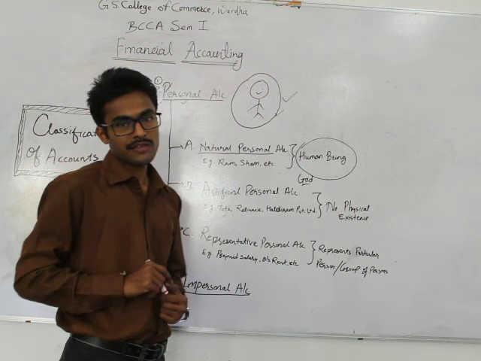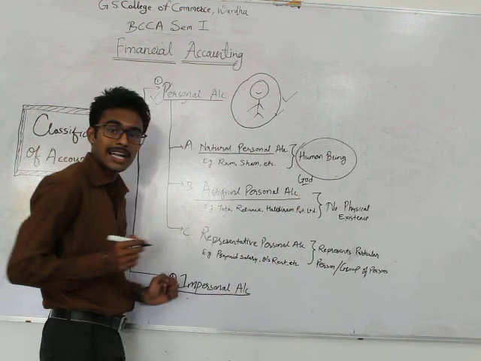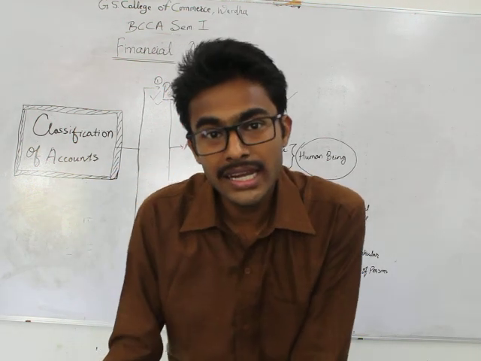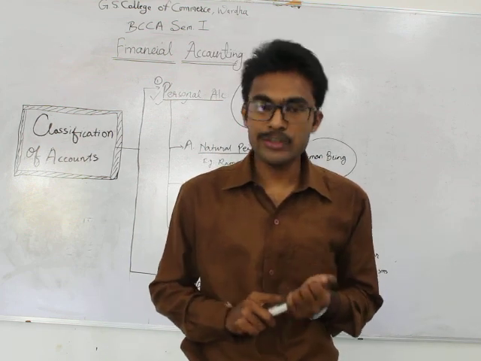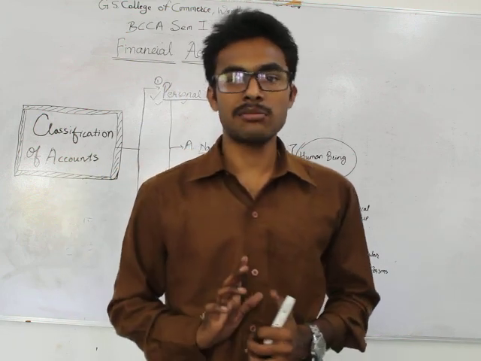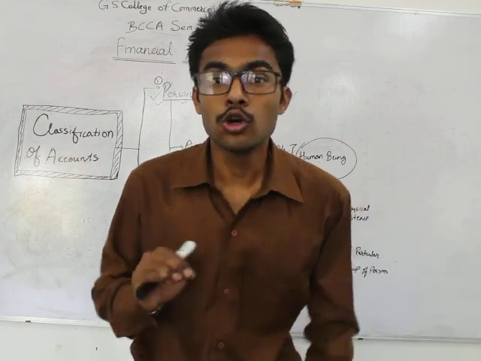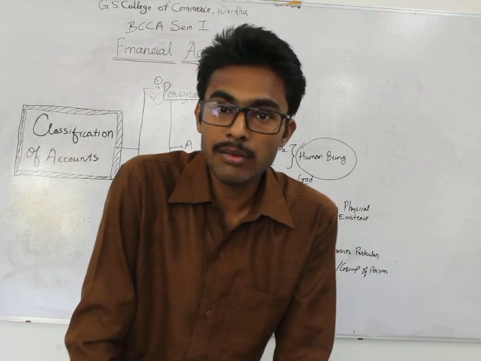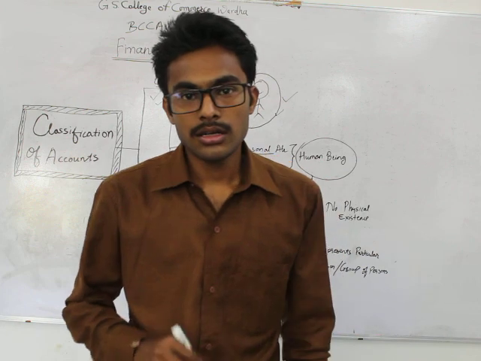Let's have the second subclassification of accounts, the artificial personal account. Artificial personal account is a person which is created by a group of persons, which can be a company, a firm, or an organization. In the previous subclassification, only one person can be considered. In this classification, we have groups of persons, teams of persons, which is created by law or by any other legal act.